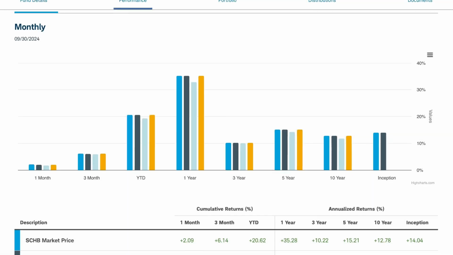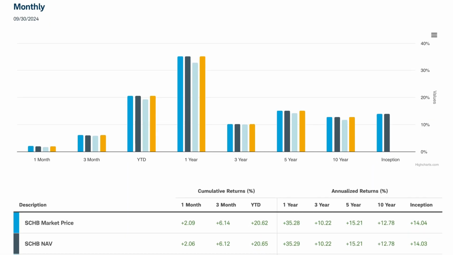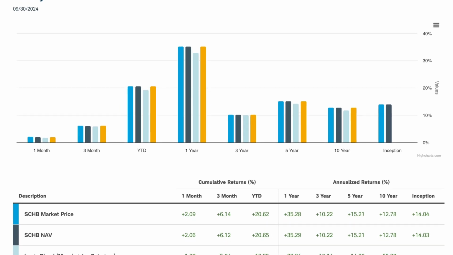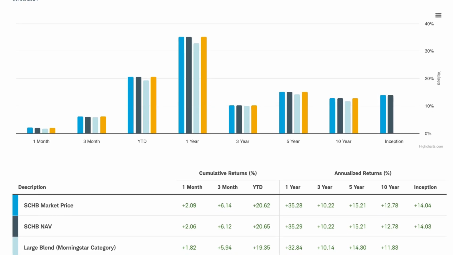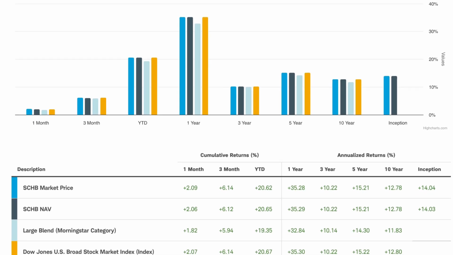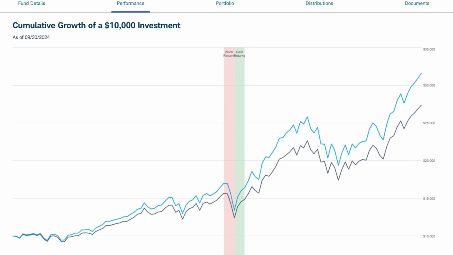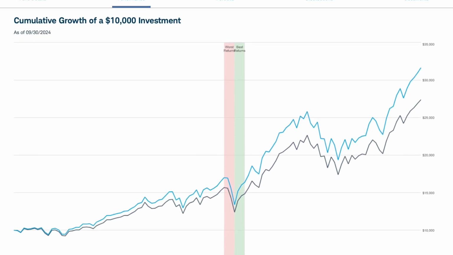Since inception, SCHB has had an average annualized return of 14%, which includes both capital growth and dividends. Past performance is no guarantee of future performance, but it's a good sign of improving business fundamentals, continually driving each individual stock higher within the ETF. With dividends reinvested, the cumulative returns become much better.